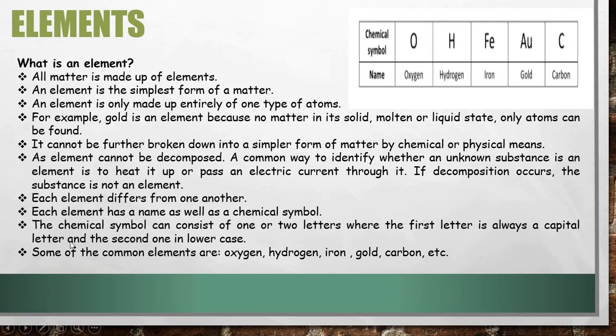A chemical symbol can consist of one or two letters, where the first letter is always a capital letter and the second one is in lowercase. The first one must be a capital letter. That's why here F is a bigger letter and e is a smaller letter. Some of the common elements are oxygen, hydrogen, iron, gold, carbon, and so on.